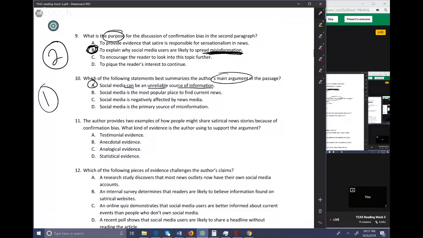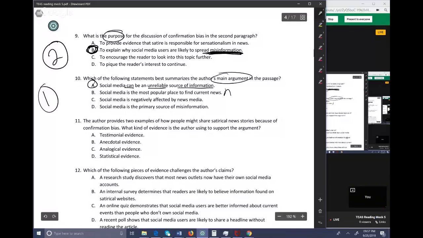He didn't say social media is always a bad source, nothing like that, but it can be. All the other answers are basically too extreme on this one. So, "social media is the most popular place to find current news" was not spoken about enough that we can say for sure that it is the most popular place.